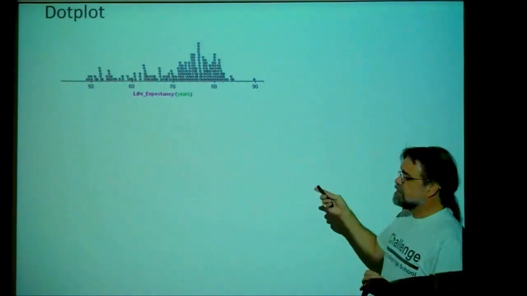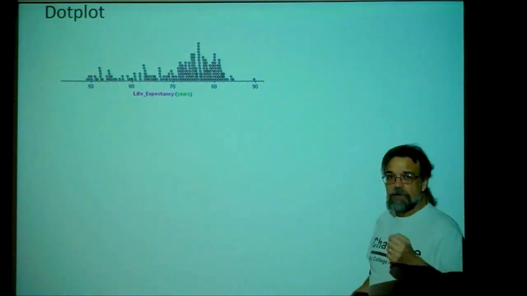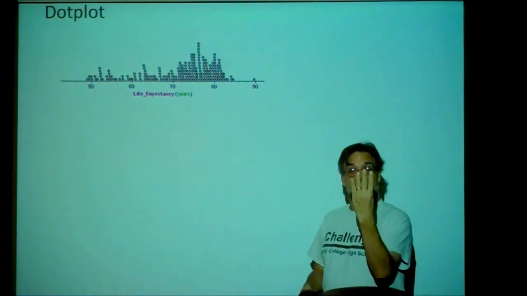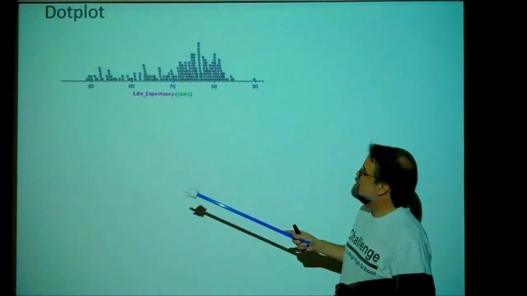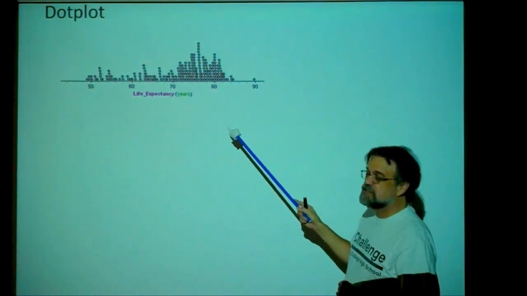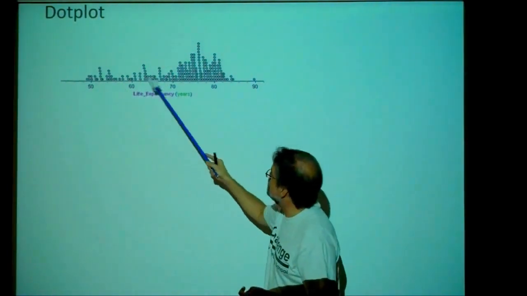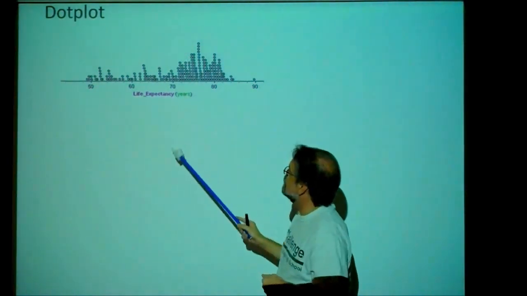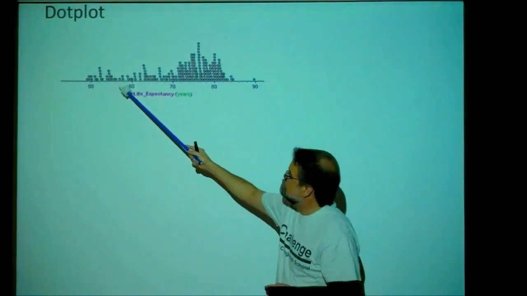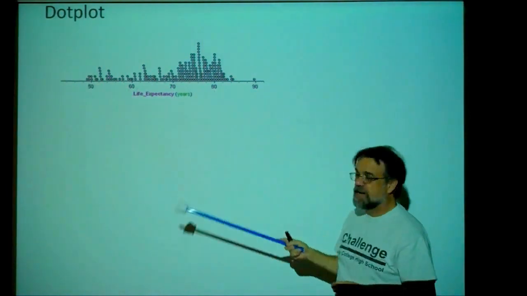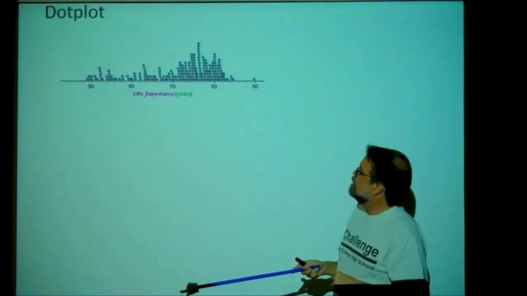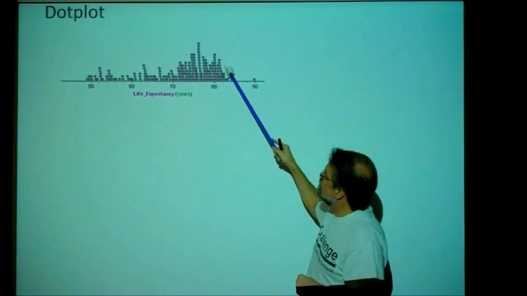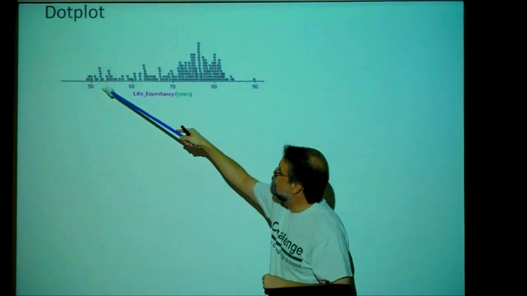So, that's one dot plot. And remember the four things you're supposed to check for. The center of this data set would be about 73, 74, somewhere around there. The spread goes from less than 50 to almost 90, so that's about 40 years. The shape: most of our data is here, and then there's a tail going out there.